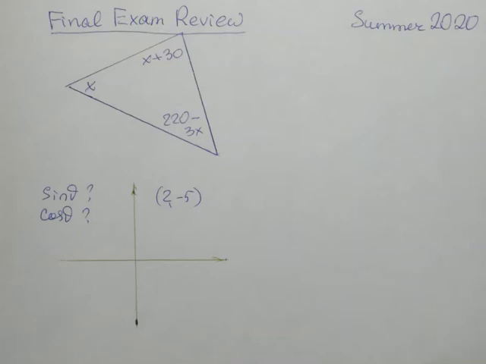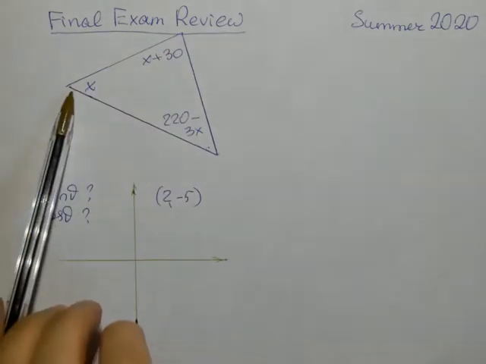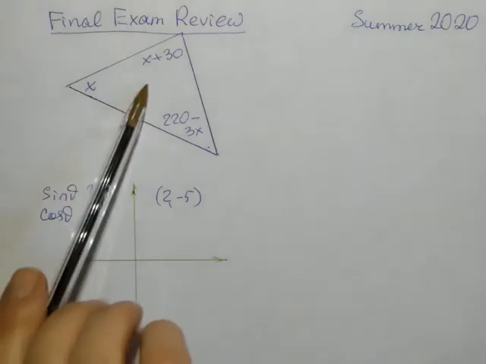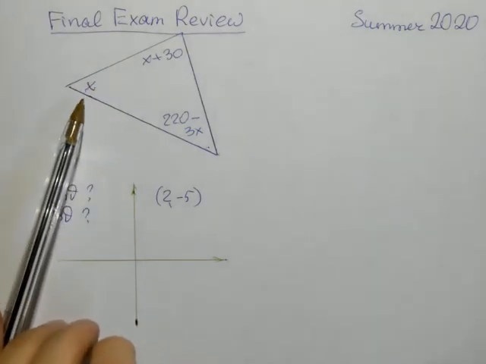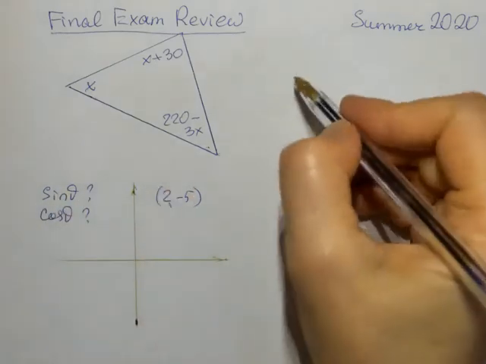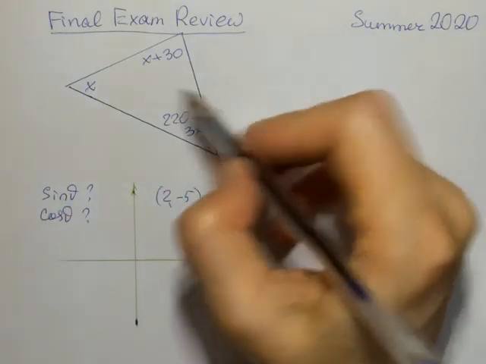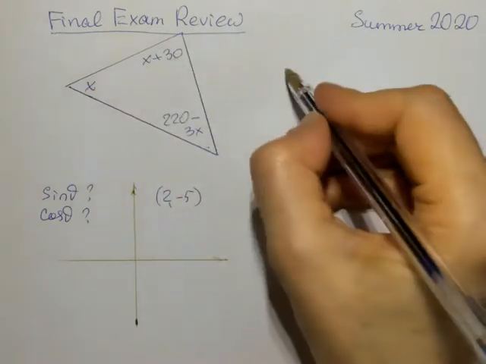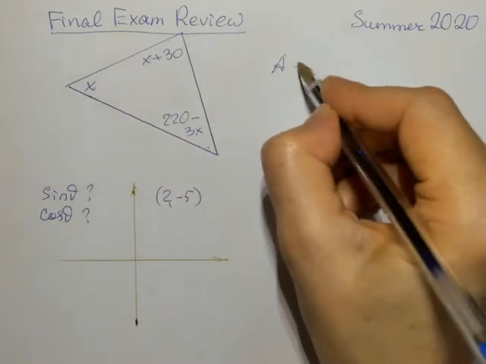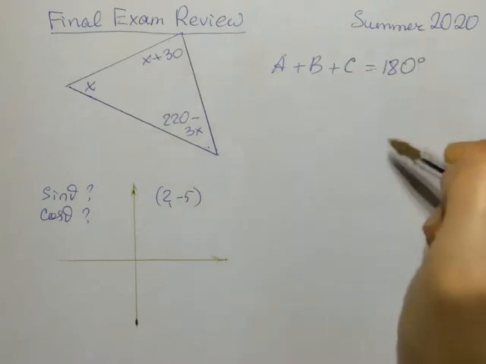Hello, let us start the review with triangle. We know that the angles of the triangle are expressed through the unknown variable x, and we want to find this x. For the triangle, we have a theorem that tells that the sum of all three angles of the triangle must be equal to 180 degrees.